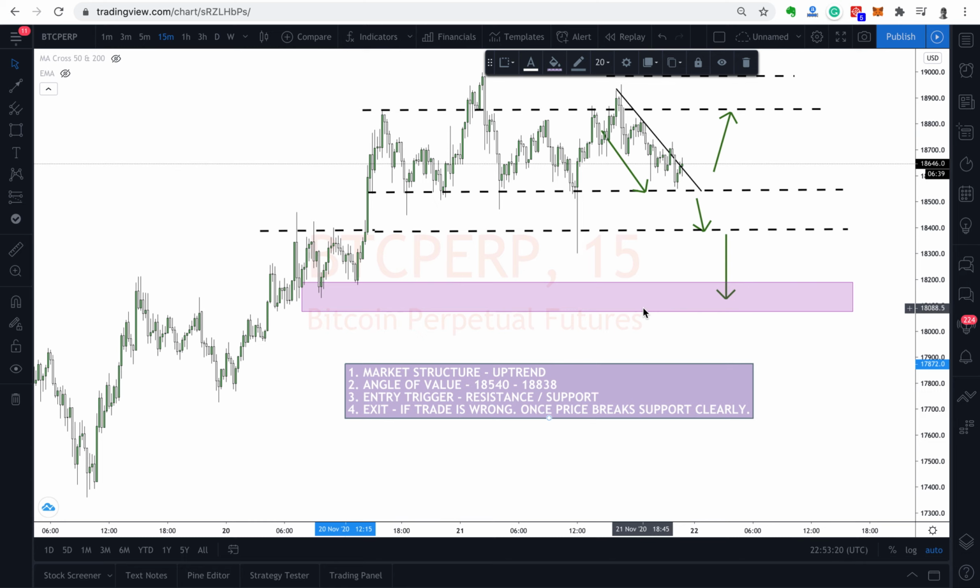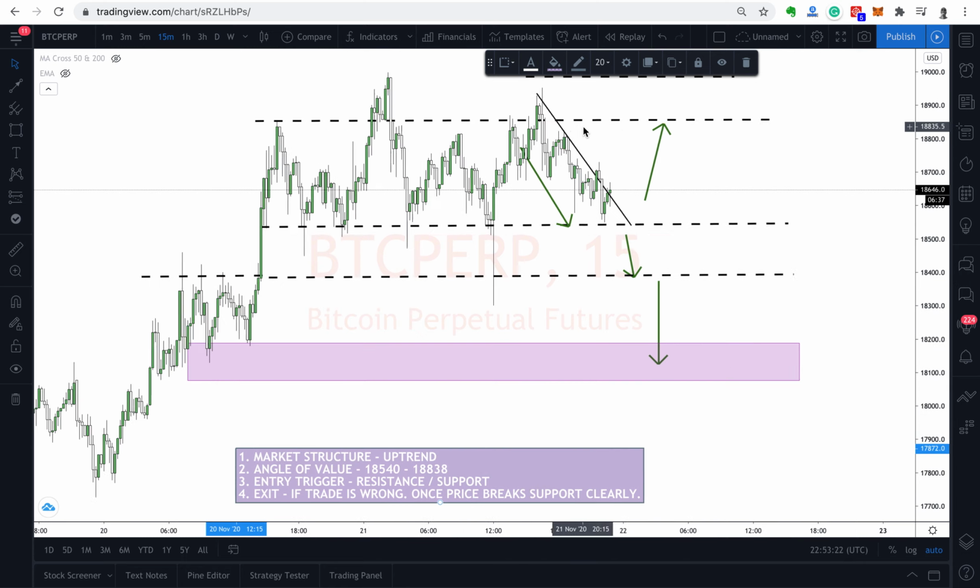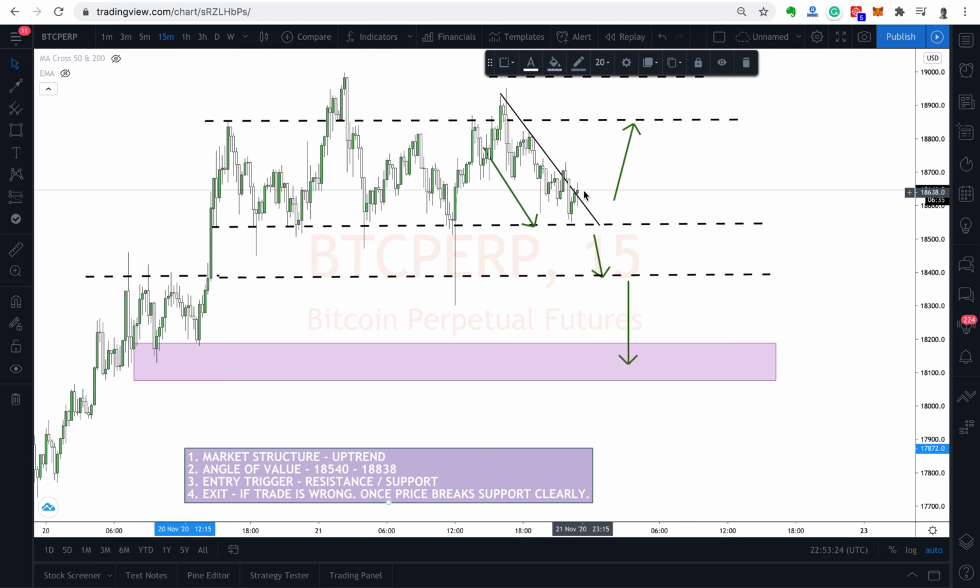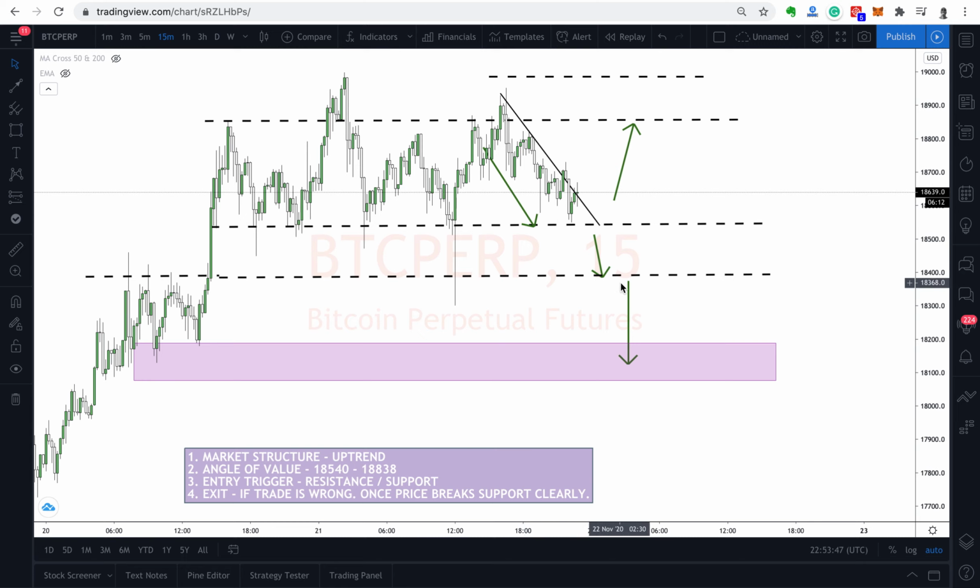So remember, we say market structure, BTC is in an uptrend, but within this uptrend we have a little downtrend that we're waiting to break out. We have an angle of value where we want to enter this trade around here and exit here to make maybe a couple of dollars. Entry trigger, what is triggering my entry here is this support, and this is resistance as well. Then exit if the trade fails, breaks this support and comes down to this point, I short the market because my long entry is not going to be valid anymore.